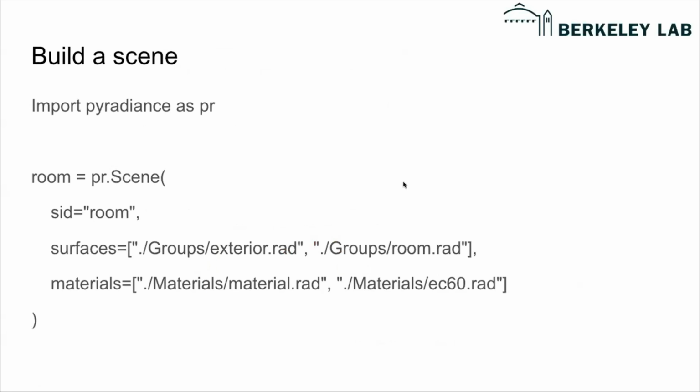So how you will build a scene: first you import pyradiance as pr. Going on, we will be calling pr, and what you will do is pr.scene, and then you give it a name that you want to call your model, and then your surfaces, and then your materials. On Monday, Taoning did give a quick tutorial of this, so if you want to know exactly how to do this, there is the walkthrough guide.